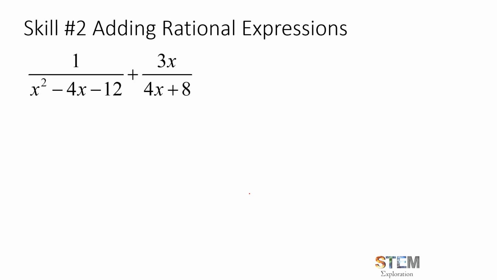It's useful because now if we go to adding a rational expression and we have something like this, really the first question that we have to ask ourselves is, what is the least common multiple between x squared minus 4x minus 12 and 4x plus 8?